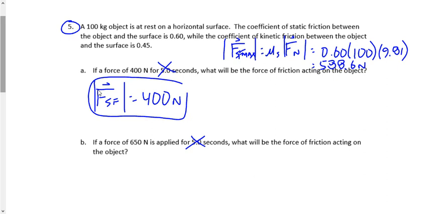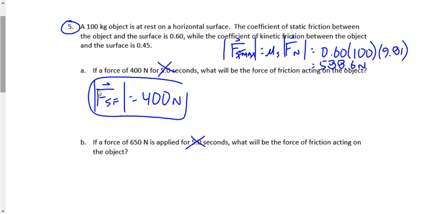Now, I'm pushing with 650. I win. I beat static friction. That stubborn, in-your-face static friction, I beat it. I pushed further than its maximum possible value of 588. All right, now it's kinetic friction then. If it's moving, it's kinetic friction.